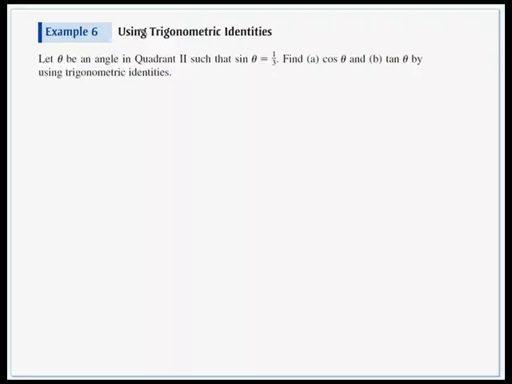In example 6, they're asking us to use some trig identities. It says let theta be an angle in quadrant 2 such that the sine of the angle is 1/3. Find first the cosine of the angle and the tangent of the angle with the trig identities. So we have sine, we're looking for cosine. What we have that ties those together is the Pythagorean identity: sine squared plus cosine squared equals 1.